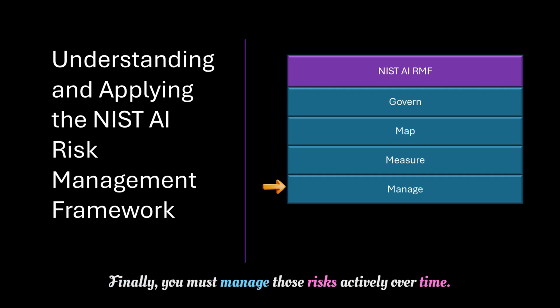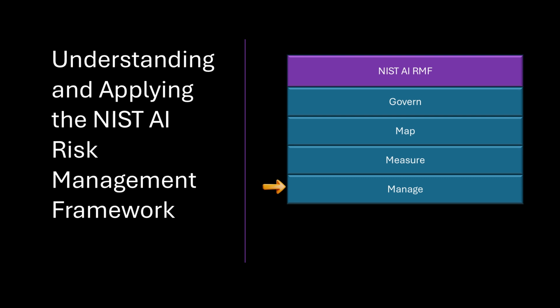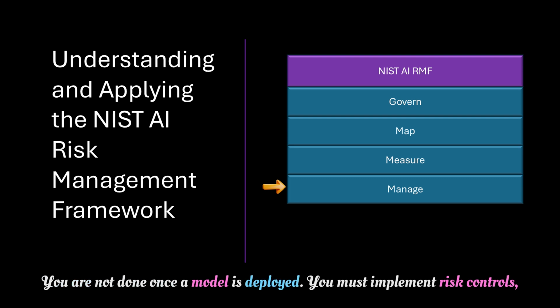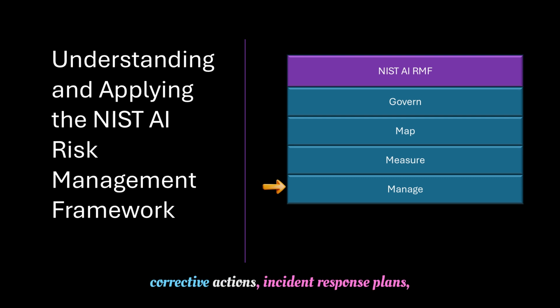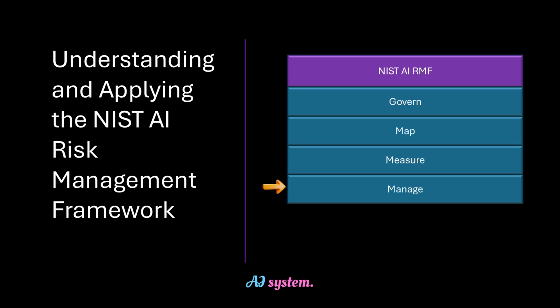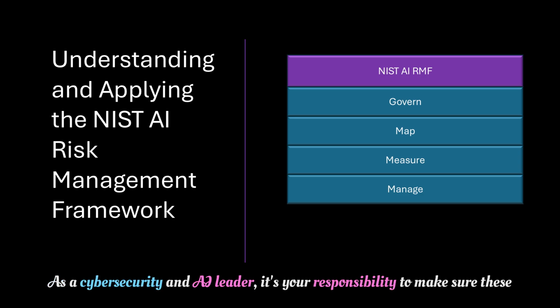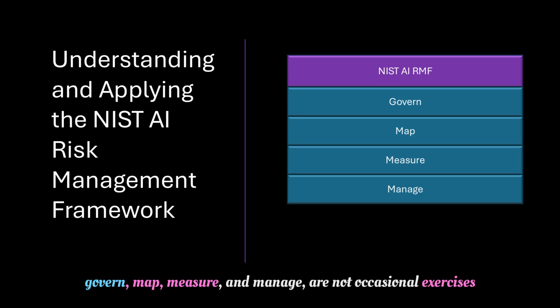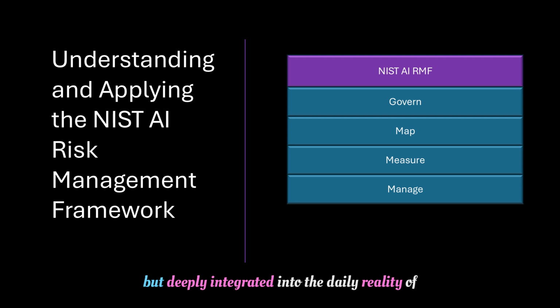Finally, you must manage those risks actively over time. You are not done once a model is deployed. You must implement risk controls, corrective actions, incident response plans, and continuous improvement processes to ensure that identified risks are mitigated throughout the entire lifecycle of the AI system. As a cybersecurity and AI leader, it's your responsibility to make sure these four functions, govern, map, measure, and manage, are not occasional exercises, but deeply integrated into the daily reality of how your organization innovates with GenAI.